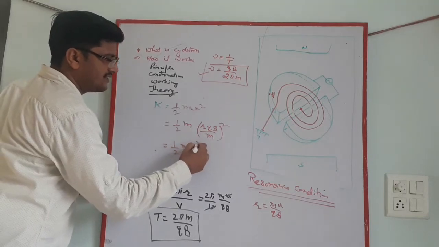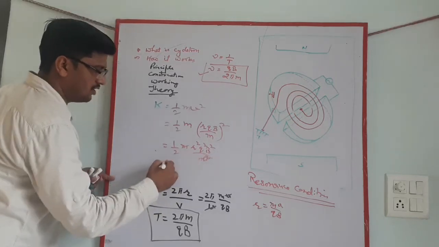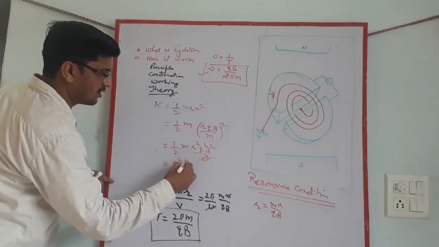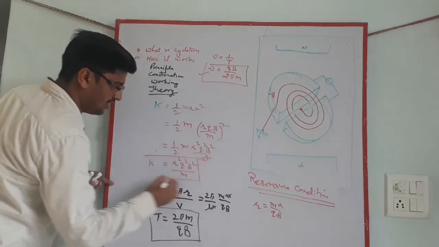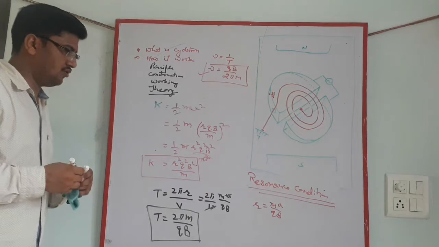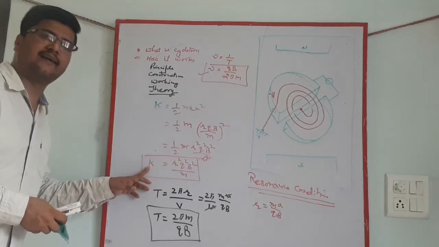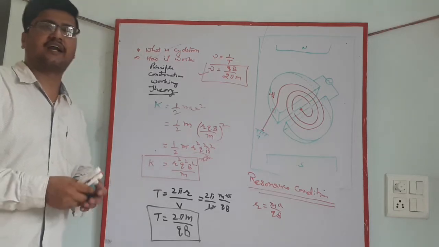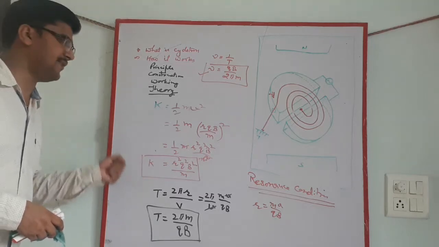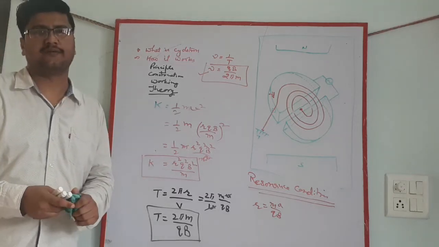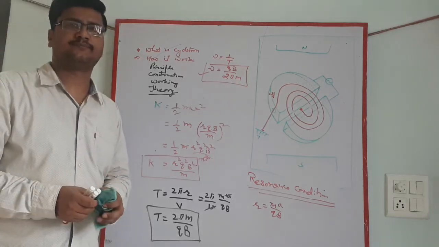Half m r square q square b square by m square. One m cancels out. What we are left with? R square q square b square by m. This is the kinetic energy gained by the charged particle. So bigger the radius, more the kinetic energy. So as the velocity increases, the radius of the charged particle goes on increasing, and hence the energy of the charged particle increases simultaneously. So this was how the cyclotron works.